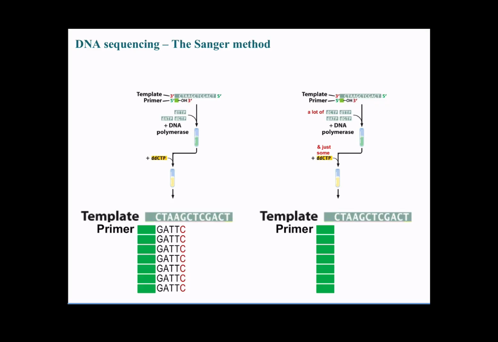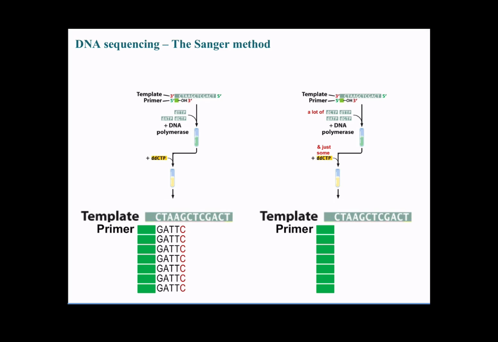Now, the essence of Sanger sequencing is that we run a trick, a fairly clever trick, if you ask me. What we do is we mix the template with the primers and DNA polymerase, and what we offer DNA polymerase is a mixture that has a lot of dCTP and then some dideoxy CTP. So the ratio of regular CTP to dideoxy CTP is much in favor of the regular CTP.